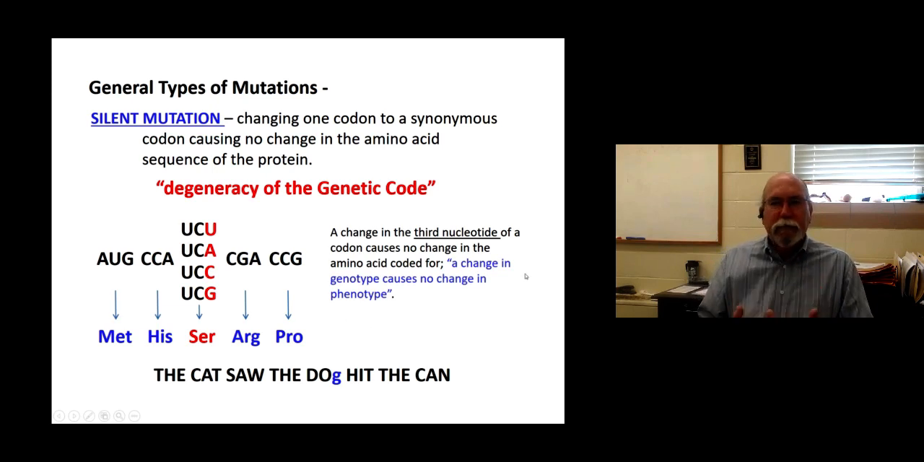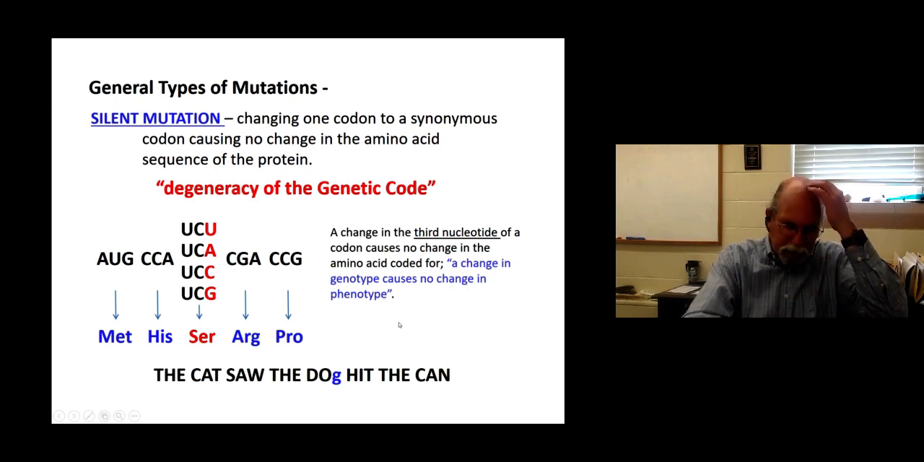So it doesn't have to be the third position. There are several times when it can be the first position that results in no change, and there are even some other ways we can change. But a silent mutation, a point mutation, is what we're talking about here. Points, single nucleotides, that don't have any effect on the amino acid sequence are clearly silent mutations. The reason this is in blue over here is that a change in the genotype caused no change in the phenotype.